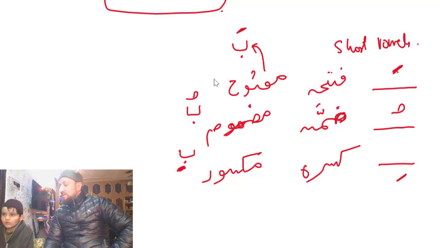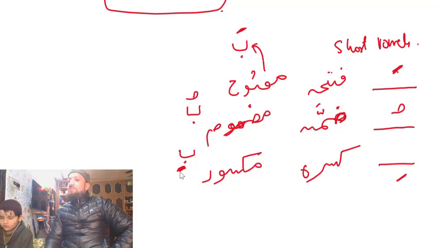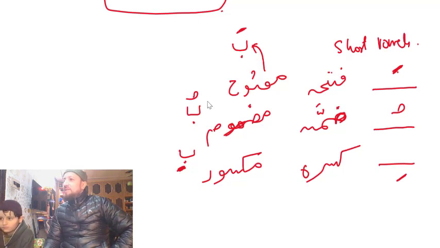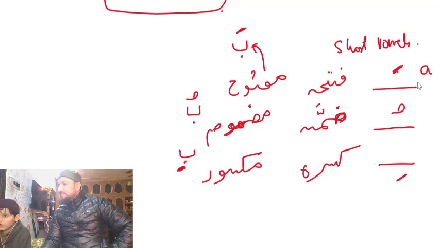Why? Because of the fatha on it. This ba is mazmoom because it has a dhamma on it. And this ba is maksur because it has a kasra on it. And the sounds they produce: this is producing the A sound. This produces the oo sound.